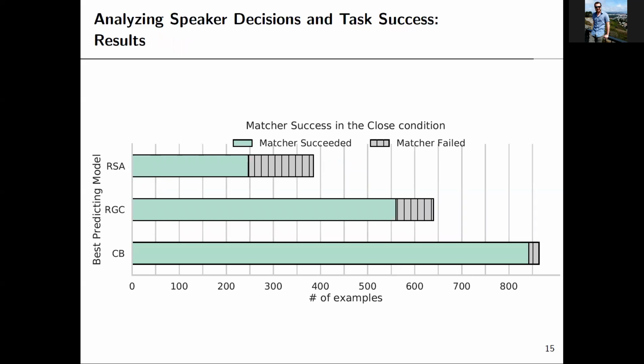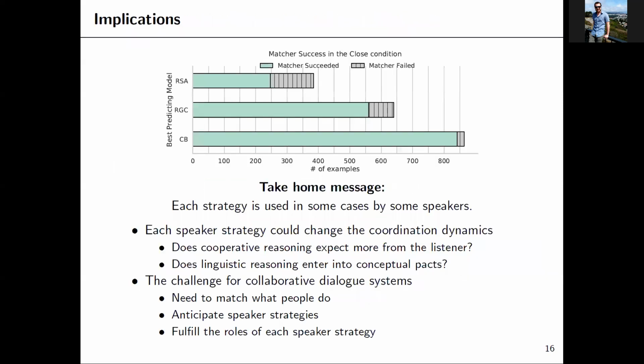The results of the analysis are summarized in this graph. The first thing to notice is that there is a fair amount of data points in each speaker strategy's partition. Second, across each partition, the rates of success are significantly different. The data points in RSA's partition resulted in failure one-third of the time, while in contrast, the data points in the conservative baseline's partition result in failure only 3% of the time. Overall, this is evidence that different speakers are using different strategies with varying amounts of success. In fact, that is the take-home message of this talk. Each strategy is used in some cases by some speakers.